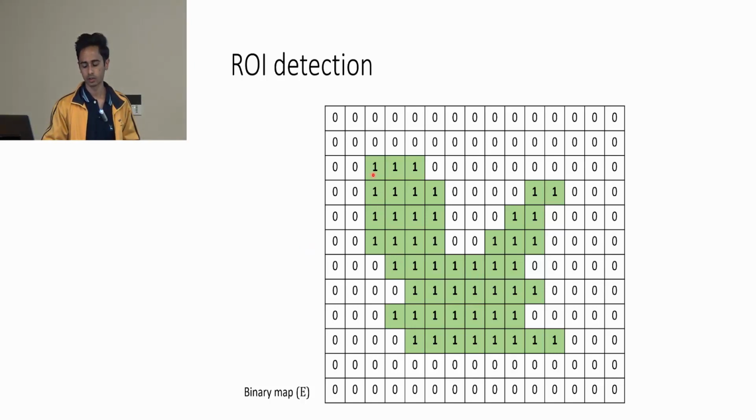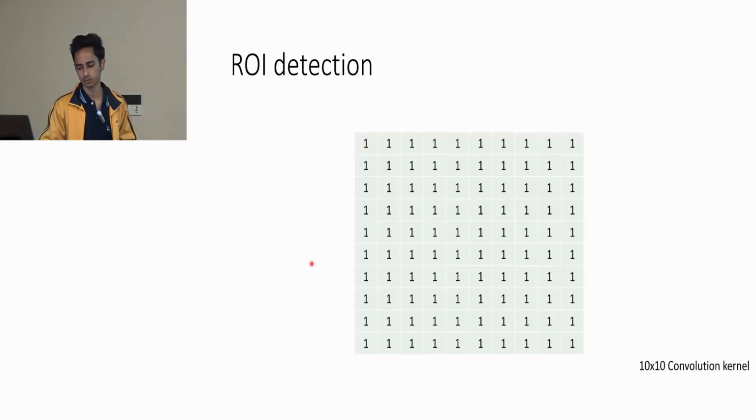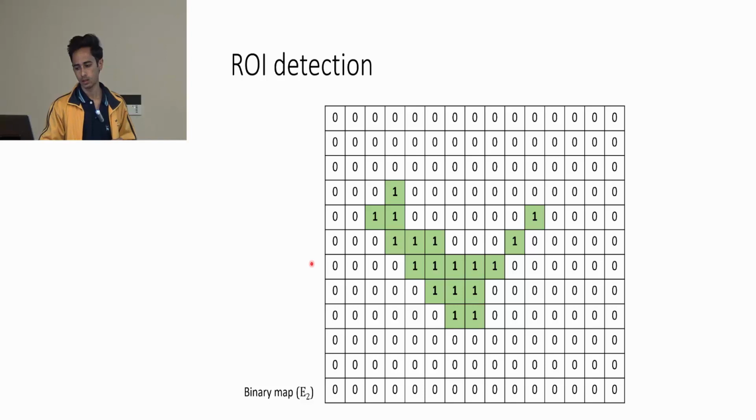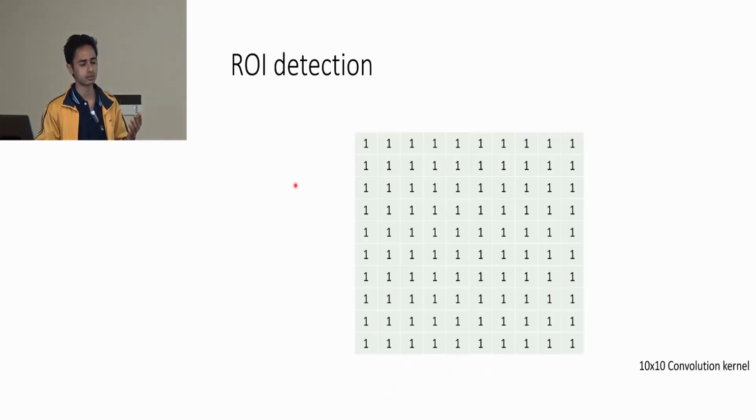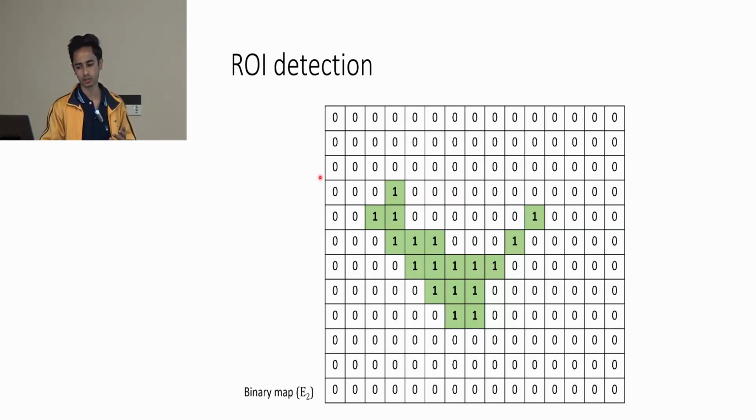So once they have this map, they apply a 10 by 10 convolution throughout this whole map, and they get another map, but that's not binary. They threshold that map again, only to select those pixels with very high activity regions.